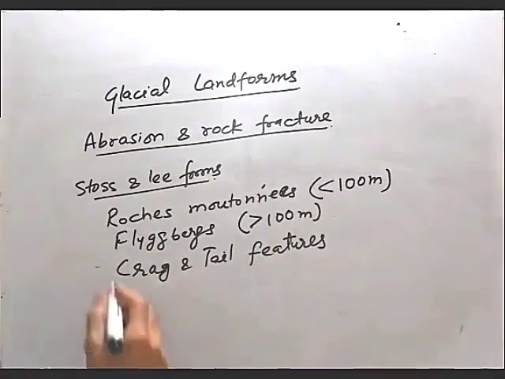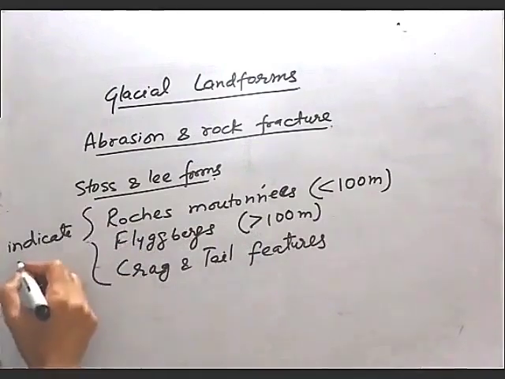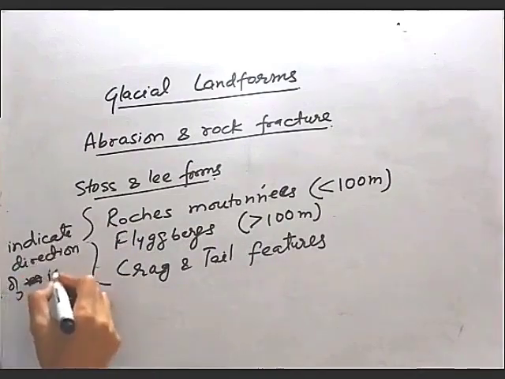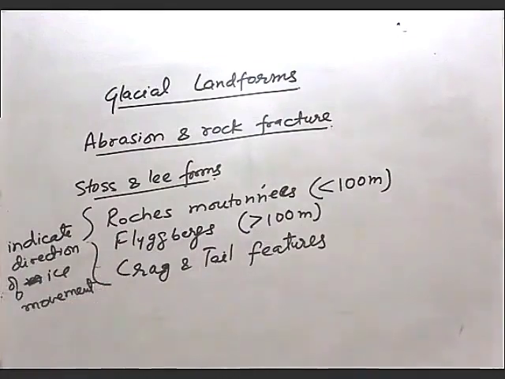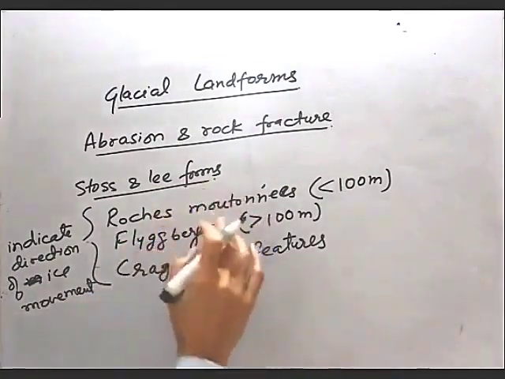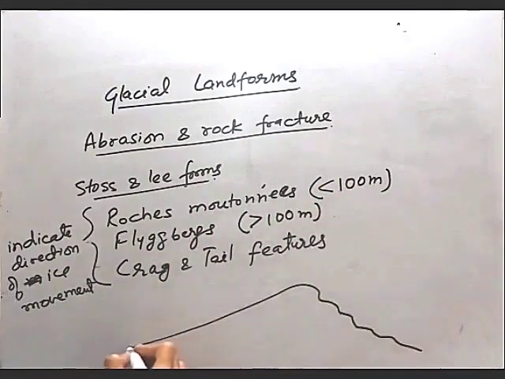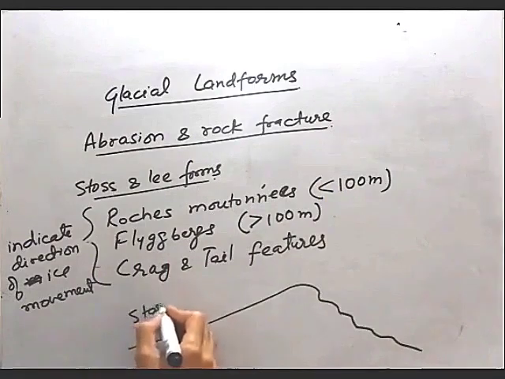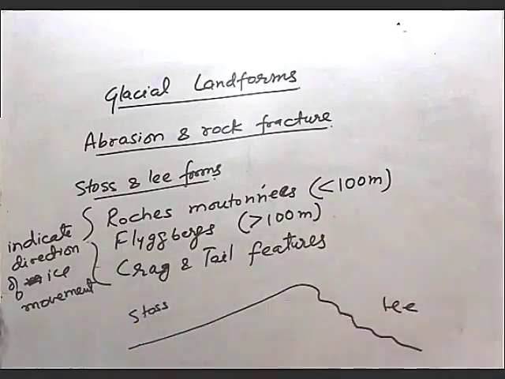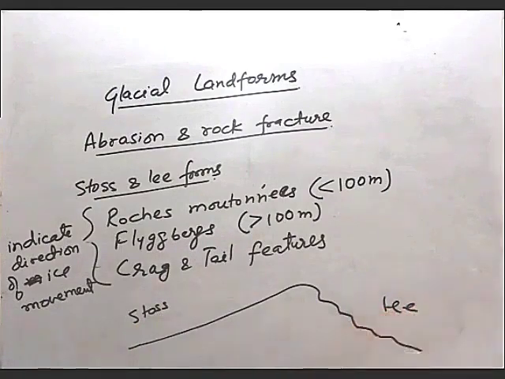Now these forms indicate the direction of ice movement. So roches moutonnées and flyggbergs are basically the same thing, differing only in size. This is the stoss side, and this is the lee side. Lee side means it is shadowed from the flow of glacial ice. So the glacial ice is present over this.